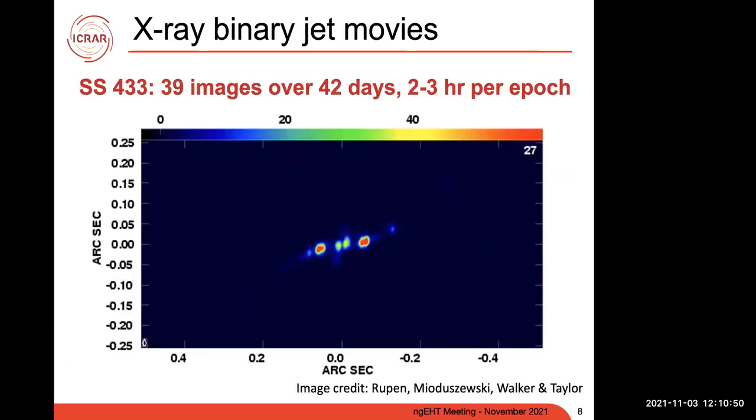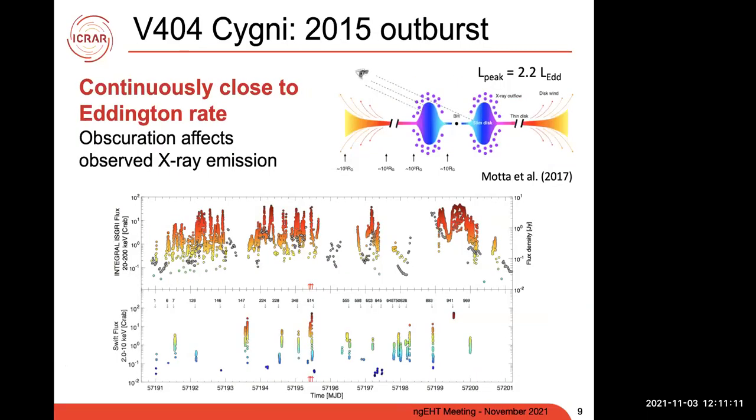So Shep's talked a little bit about trying to make movies of black holes. Well, we've been making movies of these sorts of jets for a while. Here's a classic example, the precessing jet system SS433. Each of these images was made over a course of a few hours, 2 to 3 hours per epoch. So there's not too much smearing over the course of one observation in this case.